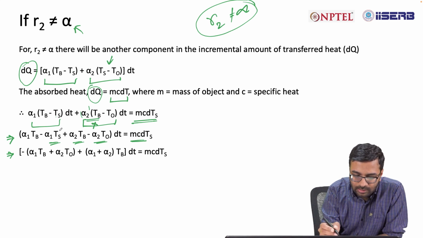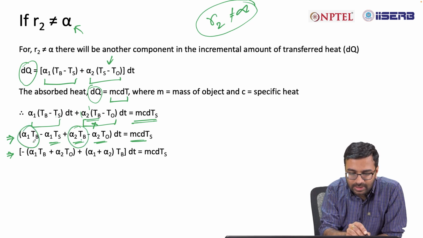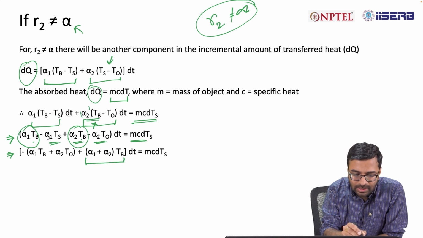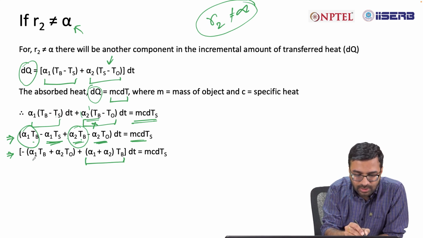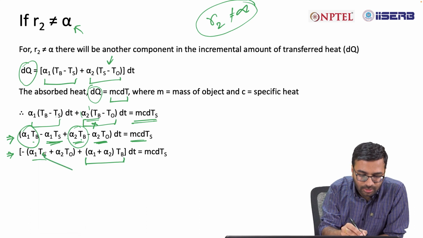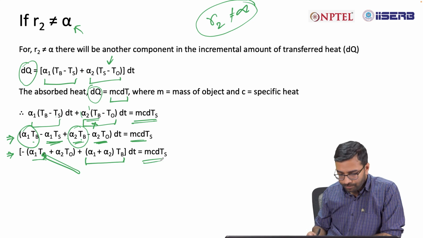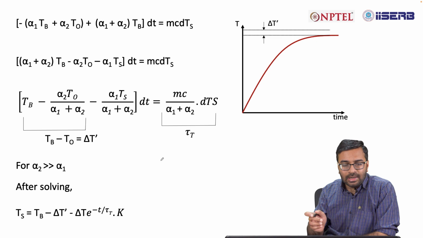Take the Tb term together, you take Tb in common, so it's Tb into (alpha 1 plus alpha 2), and then here you will find minus alpha 1 Ts minus alpha 2 T0. You take minus in common, so it's alpha 1 Ts, yeah, it should be Ts, plus alpha 2 T0, is equal to m into c into dTs. Okay.